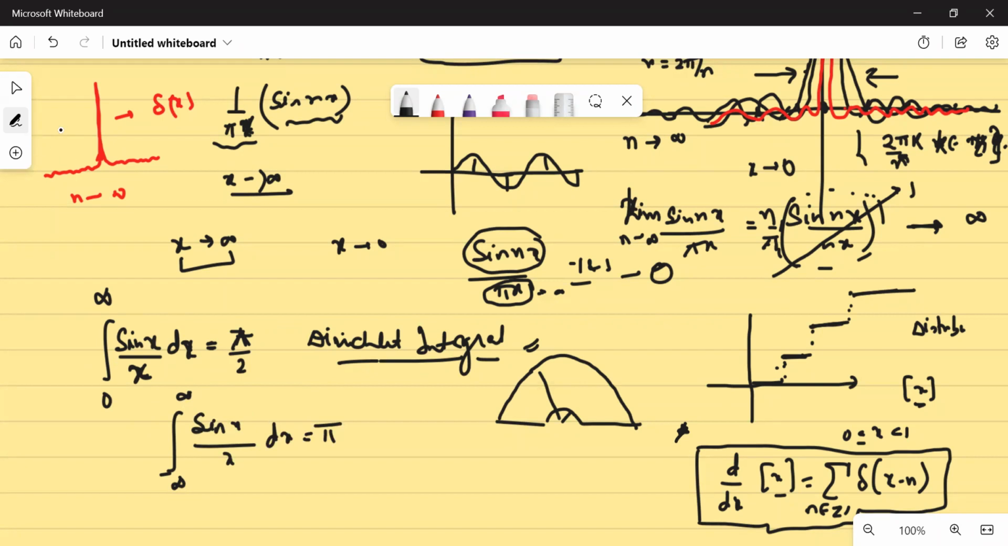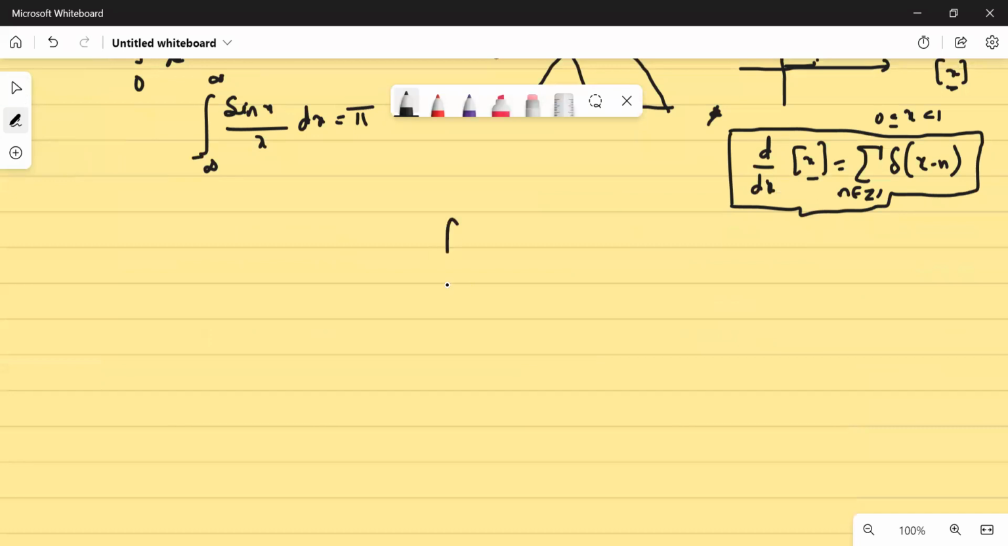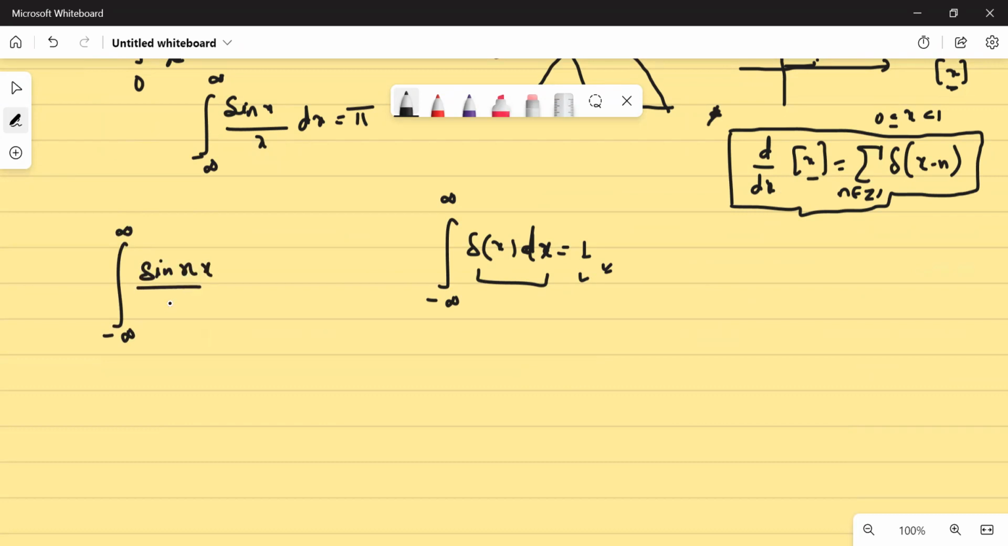Okay. Now try to understand my point. What was another property of the Dirac delta function? The Dirac delta function suggested that the integral from minus infinity to infinity of delta(x) dx should be equal to 1. Is that clear to you? So if that equals 1, what does that require? It requires that my function, the integral from minus infinity to infinity of sin nx upon pi x dx, should also be equal to 1. Is that clear?